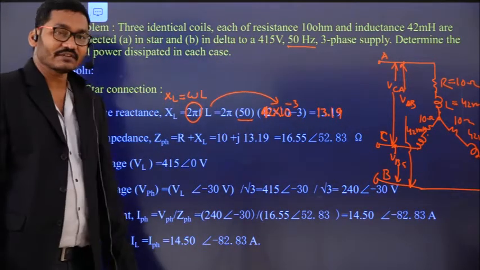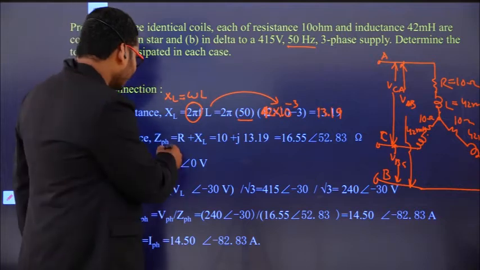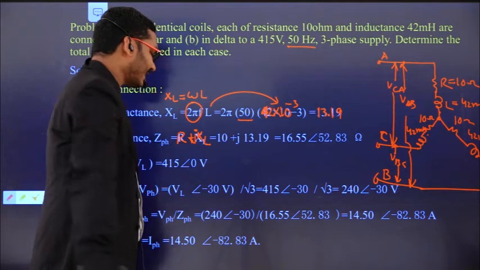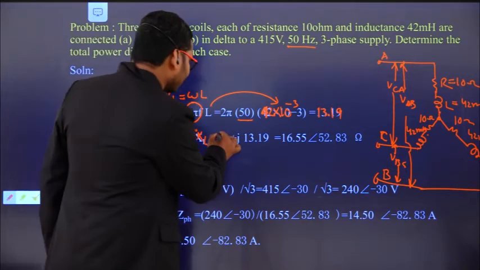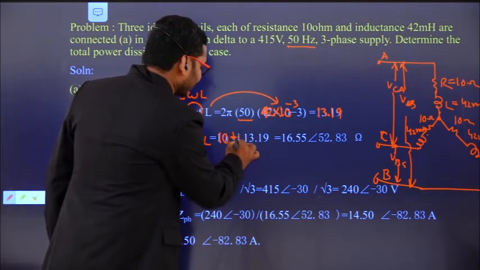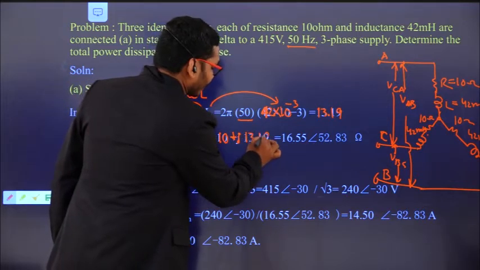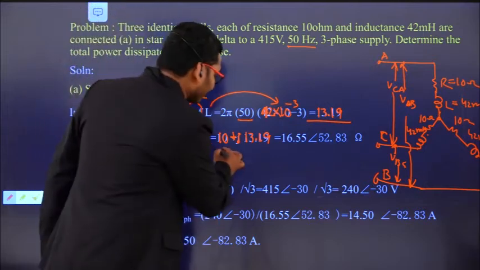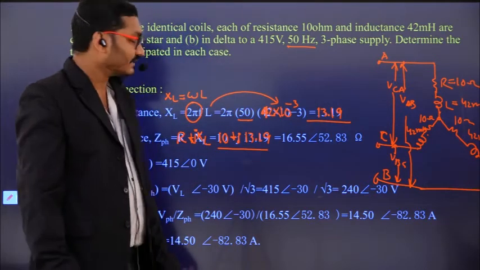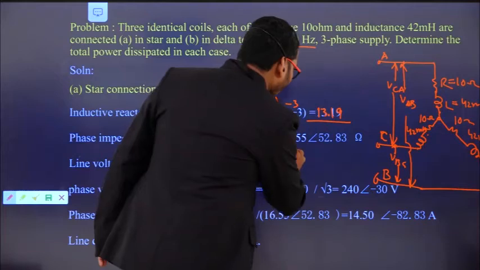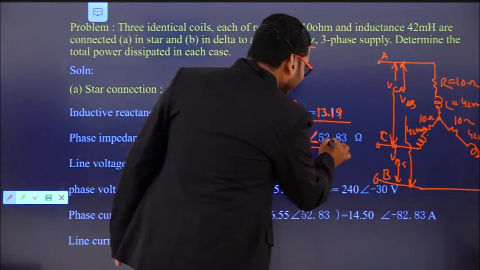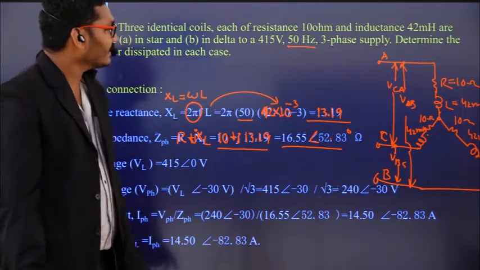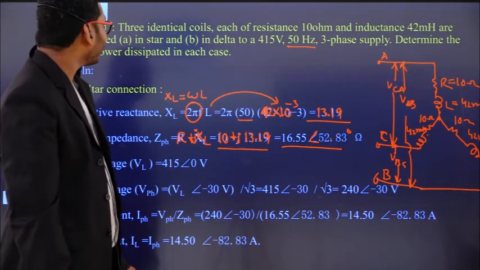So the total phase impedance, Z phase equals R plus jXL. Not XL, this is jXL. Here we already know the resistance value is 10 ohms and the inductive reactance we just found is 13.19. This is in complex form. If you make it in polar form, you will get 16.55 at an angle 52.83 degrees ohms.